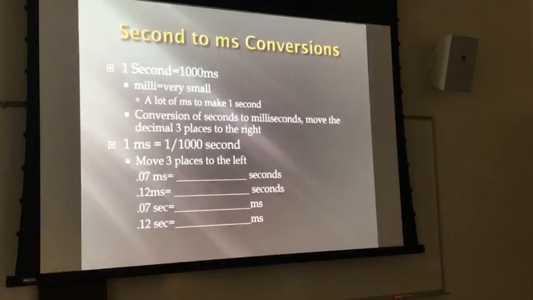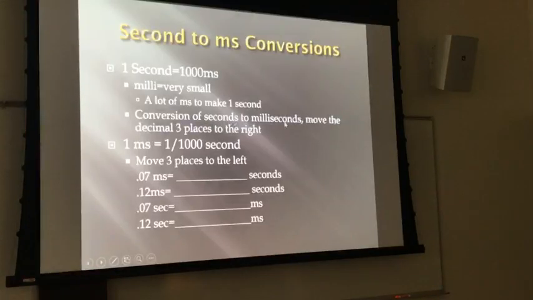So 1 second equals 1,000 milliseconds, and you're going to have a tendency to move the decimal in the wrong direction on these. You're going to kick yourself for it, but probably right up there with the most commonly missed questions on the quiz. A millisecond is very, very small. 1/1000th of a second is what we're talking about there.